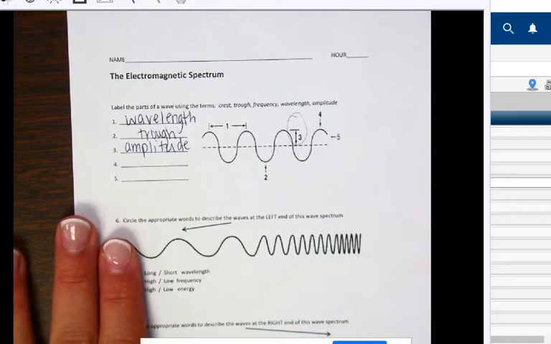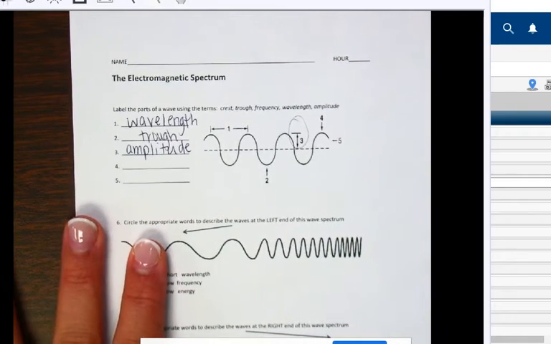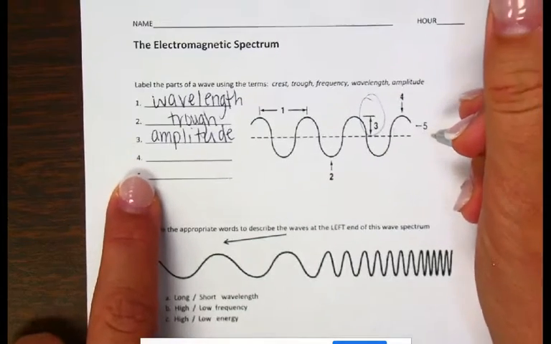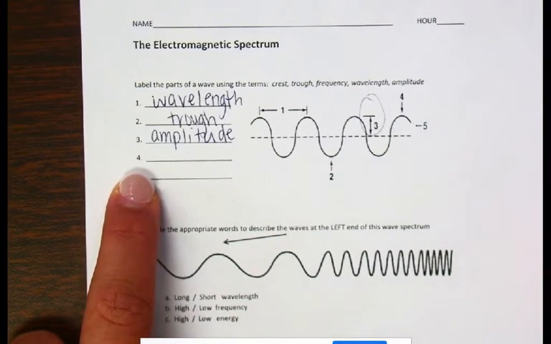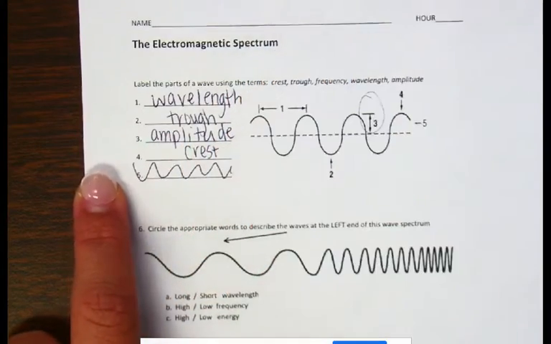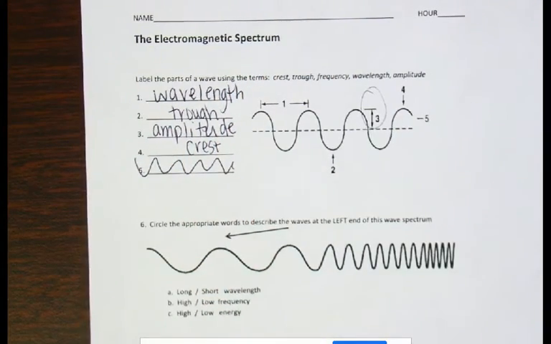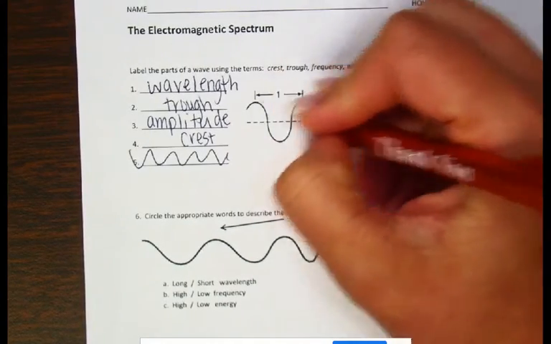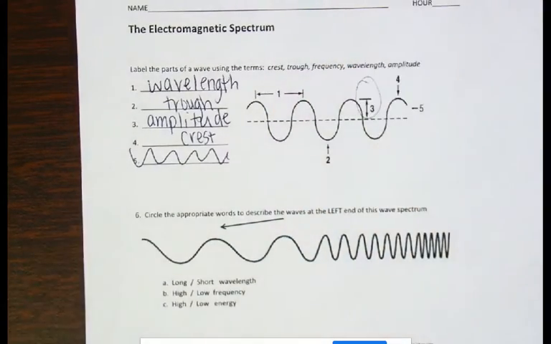And then we have our number 4, which is the what? Crest. And I'm going to cross out number 5. I get that you only have frequency left, but I don't get the picture. So we're going to just ignore that one, all right? But wavelength was the most important because that was retelling you what the definition of that was.